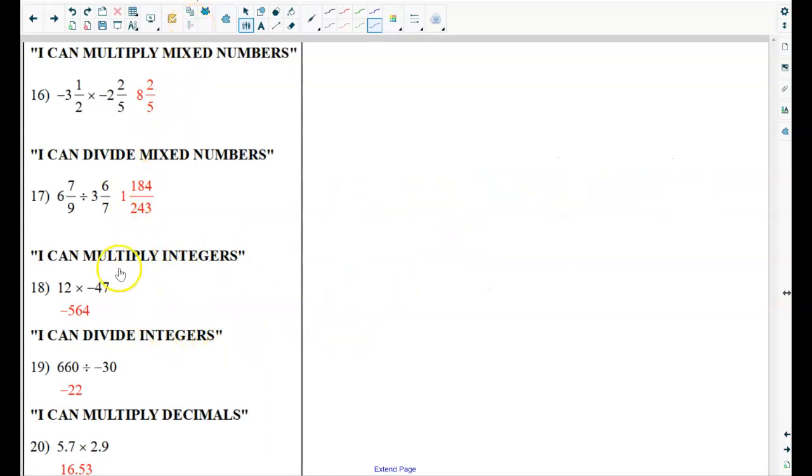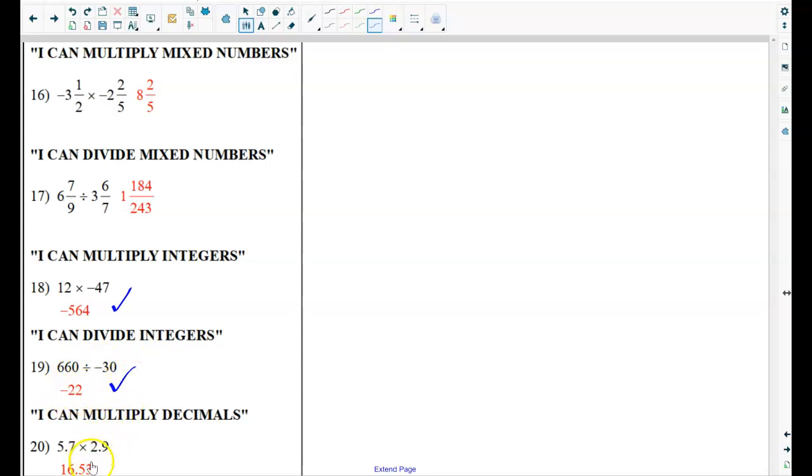Alright. I can multiply integers. So this one, really there's nothing difficult. I know you guys can multiply too easy. The main thing is keeping track of those negatives and positives. So on a Dorito, a positive times a negative is negative. Okay, so we'll leave that one alone. I can divide integers. Same thing here. A positive divided by a negative is negative. Okay, and you guys, I trust, can divide that.